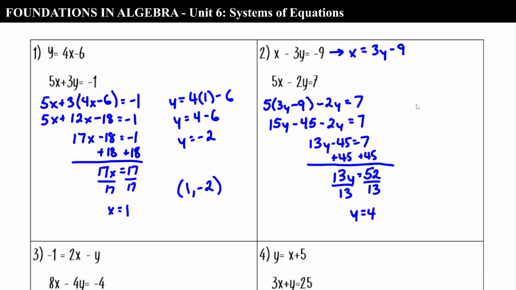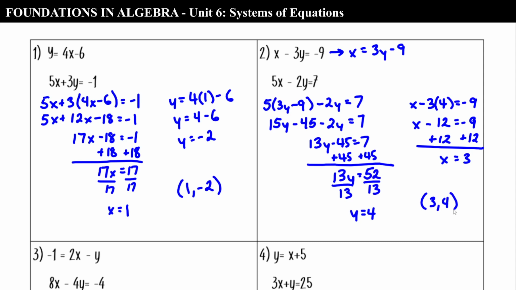So we're going to take that 4, we'll plug it back into the original. So we have x minus 3 times 4 equals negative 9. x minus 12 equals negative 9. You add 12 to each side, and you are going to get x is equal to 3. So our solution is 3, 4.